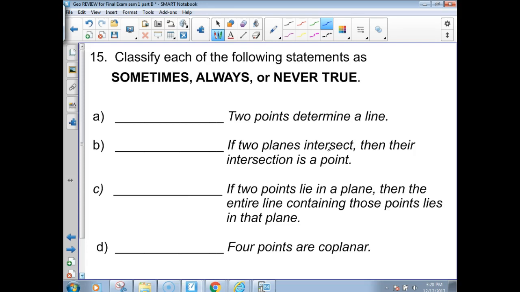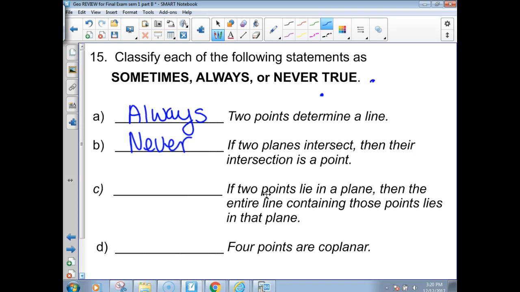Classify each of the following statements as sometimes, always, or never true. If you have 2 points, is there more than one line you can draw through them? If you have 2 points, is there more than one line that you could draw through those 2 points? No, there is not. This is always true. You can't go curvy and stuff, guys. It's just a line. Straight lines are straight, okay? If 2 planes intersect, their intersection is a point. Never! Okay, you can't have 2 planes meet in a point. There wouldn't be touching then. If they touched, they're not planes then.